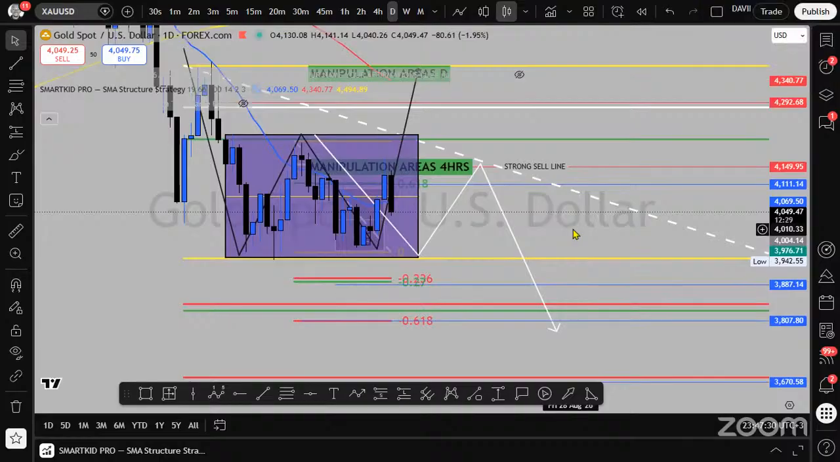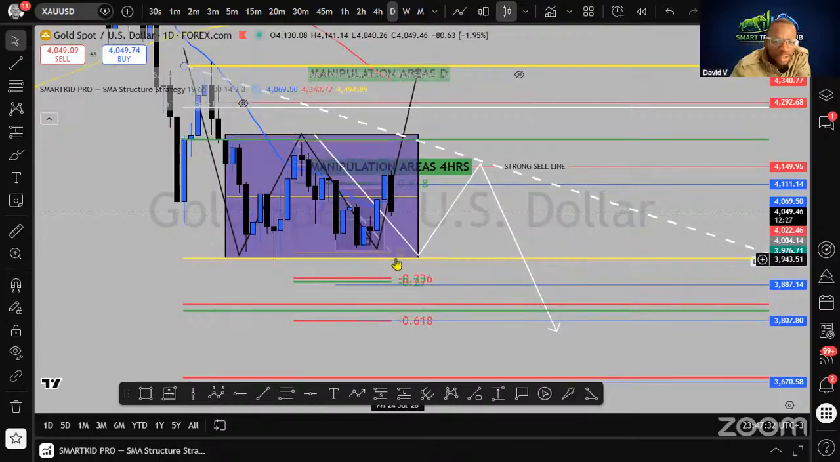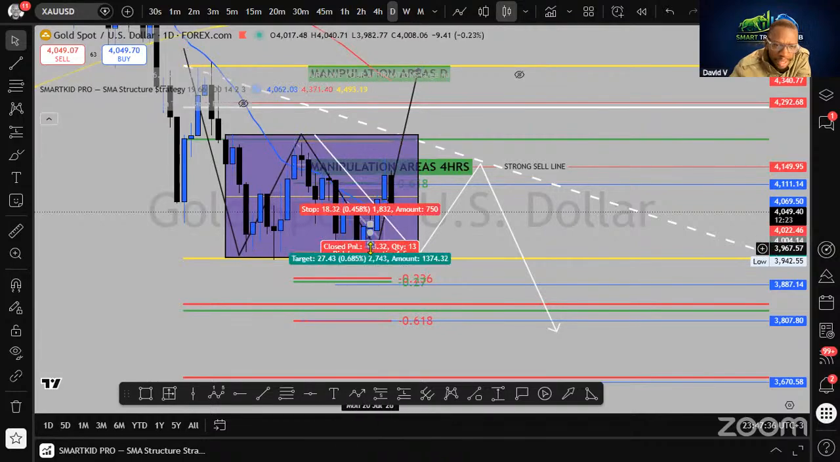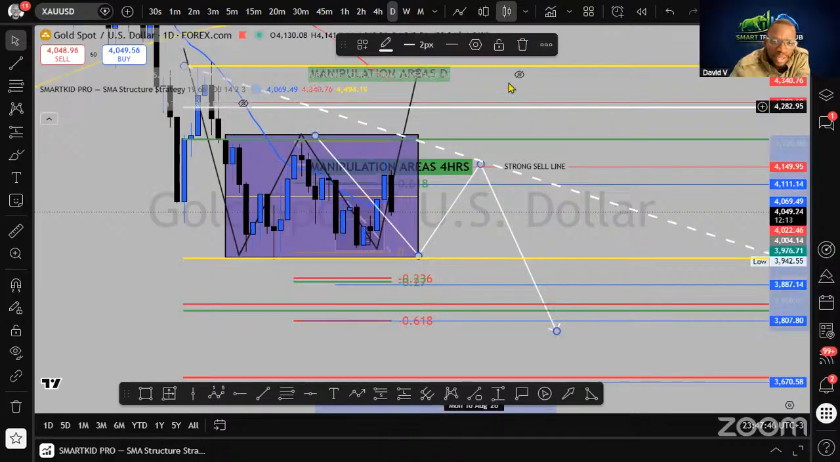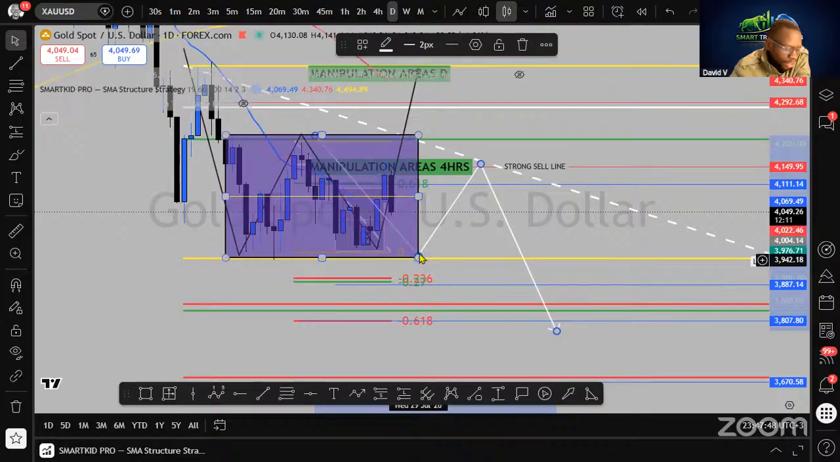If it comes back to break this, because you can actually see I have a 4 hour box inside here. Can you actually see this one? Yes, I also have that box. Yeah, so that is what I was looking for, and that's why I haven't had many trades this week. Let me hide this box.